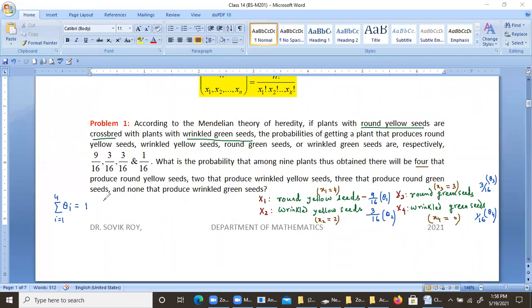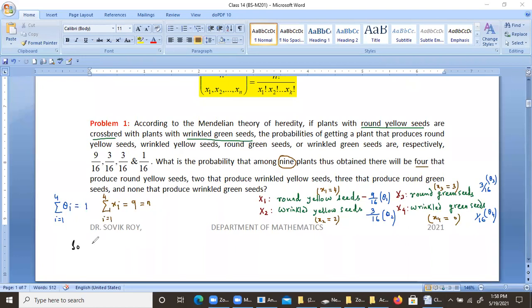And if I add these variables together, what do we find? We find 4 plus 2, that is 6, plus 3, that is 9, plus 0, that is 9, which is equal to 9. And here you see that we are going to study 9 plants, which is equal to your n. So the second condition is also being satisfied. This implies that all the parameters which are essential for studying the multinomial case are known to me, and so we are in a position to apply the joint probability of the multinomial distribution.